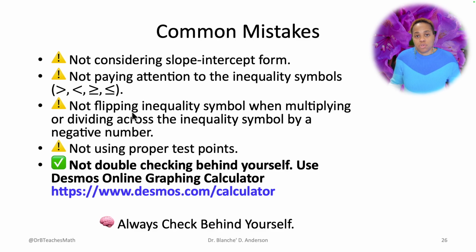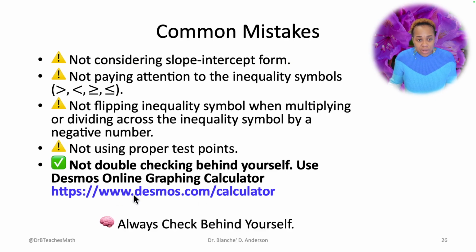Don't forget, if you multiply or divide across an inequality symbol by a negative number, you have to flip it. Multiply or divide across. If you divide both sides by -2, if you multiply both sides by -5, you have to flip the inequality symbol and then pick proper test points. Make sure that you're seeing the test points. You're looking at your graph and you're going to say, does this point make every inequality true if it's a system? If it does, that point should be included where you shade.